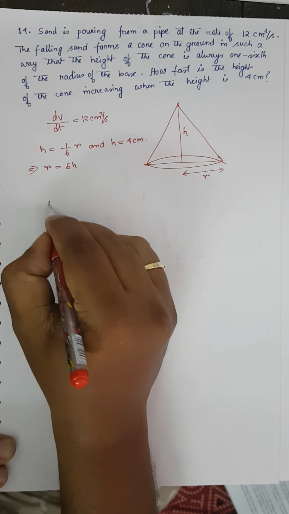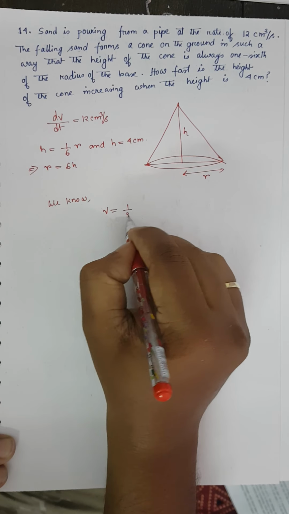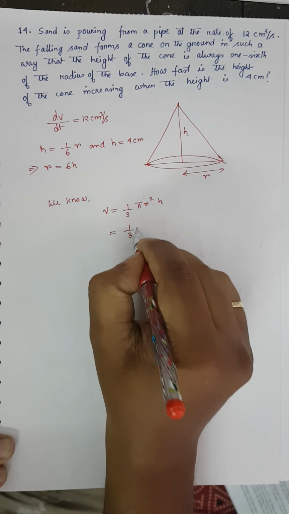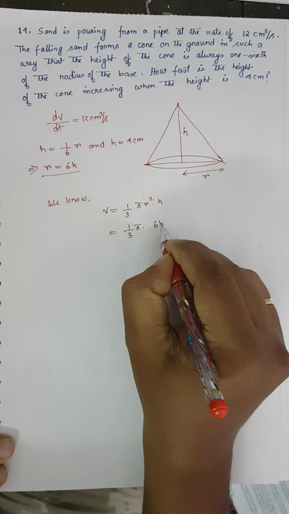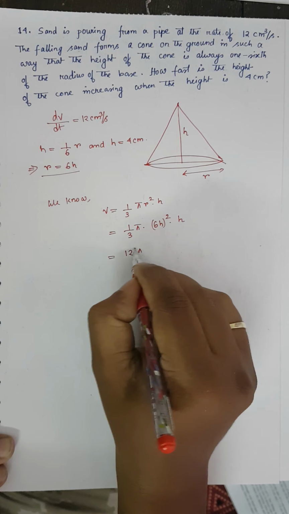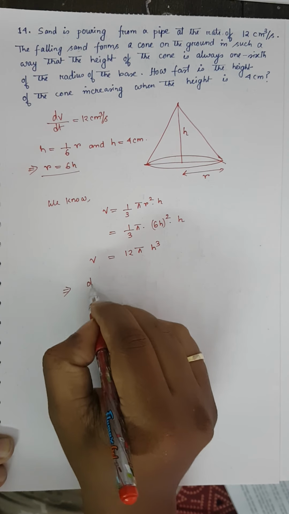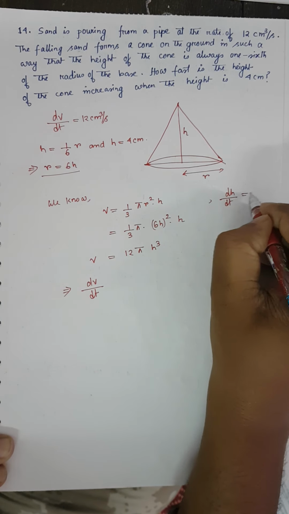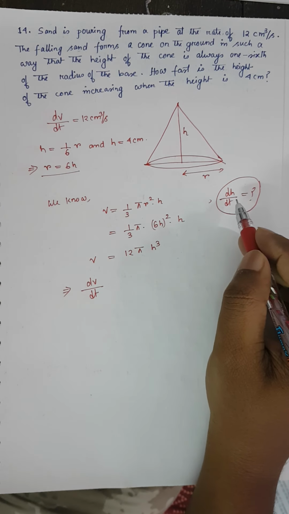So this is a cone. We know for a cone the volume is equal to 1 by 3 pi r square into h. So this is 1 by 3 into pi. The value of r in terms of h will be 6h. So I will place 6h whole square into h. After calculation you will get 12 pi h cube. This is your volume in terms of h. Now I find dv by dt, because we need to find dh by dt, this is your unknown, the rate of change of height with respect to time.